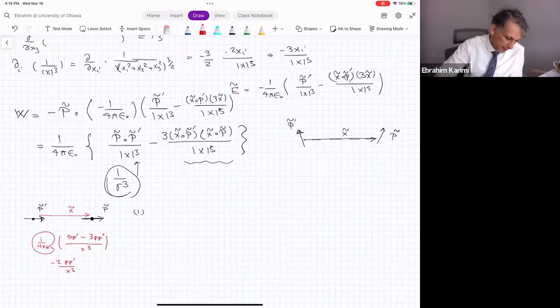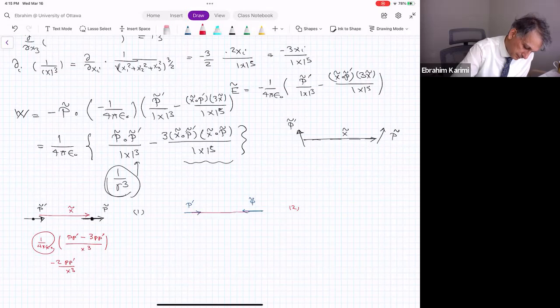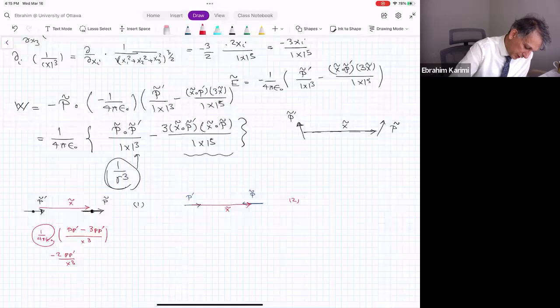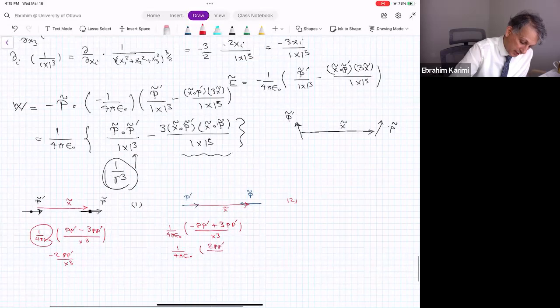What about this geometry? I take one dipole like this and another dipole pointing the other way, P prime and P, and that's x. So that will be 1 divided by 4 pi epsilon 0. P and P prime are in opposite directions of each other, so that will be minus PP prime divided by x cubed. And then x dot P will be negative, so it will be plus 3. x dot P prime will be positive. So that will be 3PP prime. That will be 1 divided by 4 pi epsilon 0 times 2PP prime divided by x cubed. That will be a positive energy.